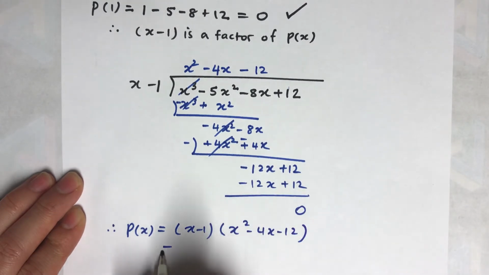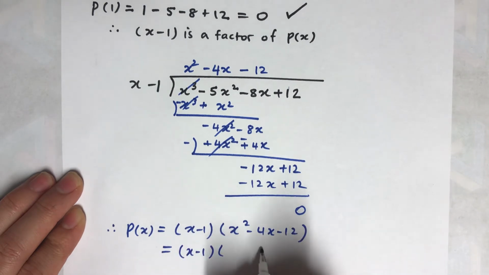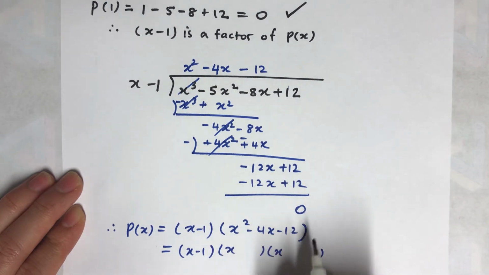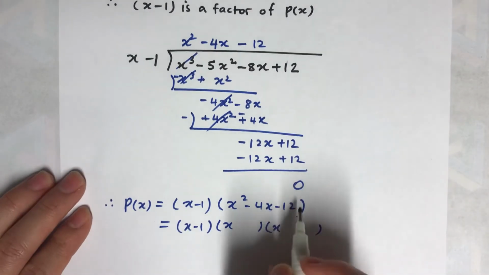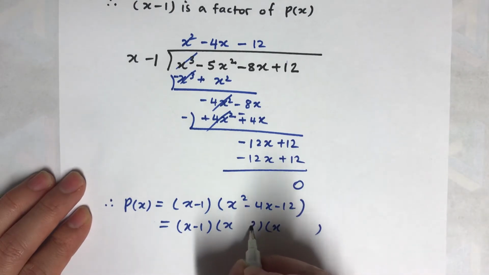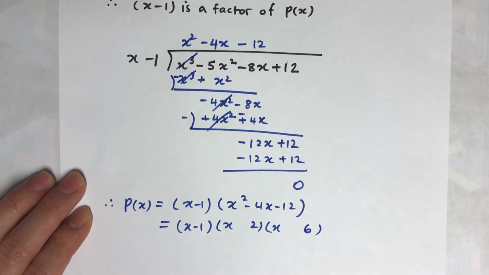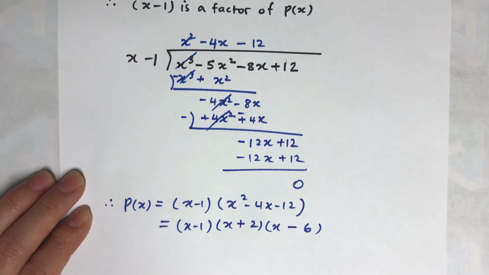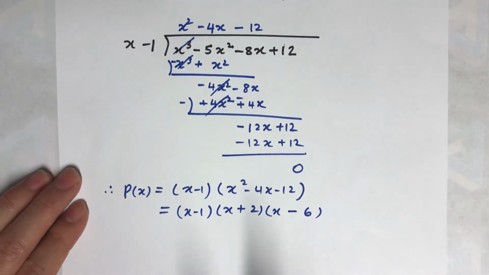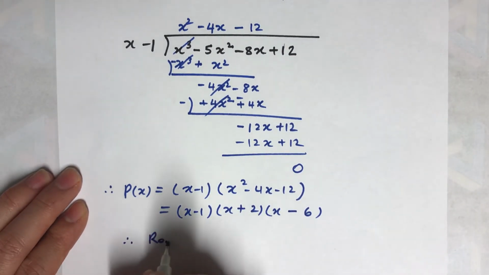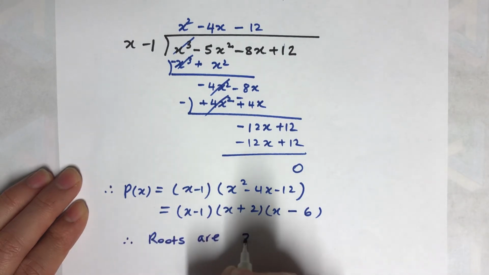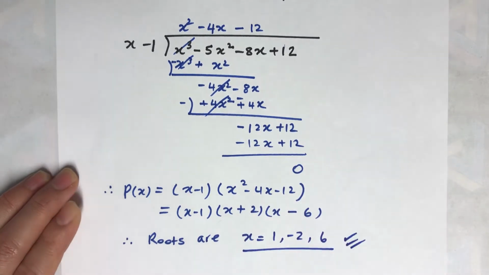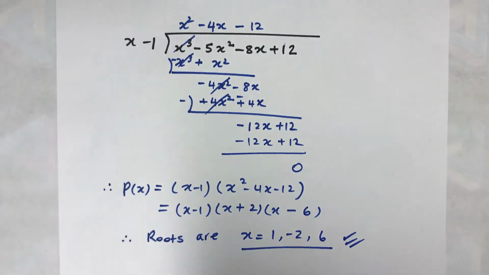And I need to factorize this again. That's monic, so it's easy. Now, factors of 12 that give us 4. I can think of 2 and 6, because the 3 and 4 is not going to work with making 4. So it's going to be negative, positive. Now that's just the factorizing. Now, therefore, my roots are x equals 1, minus 2 and 6. So that's my roots. Okay?